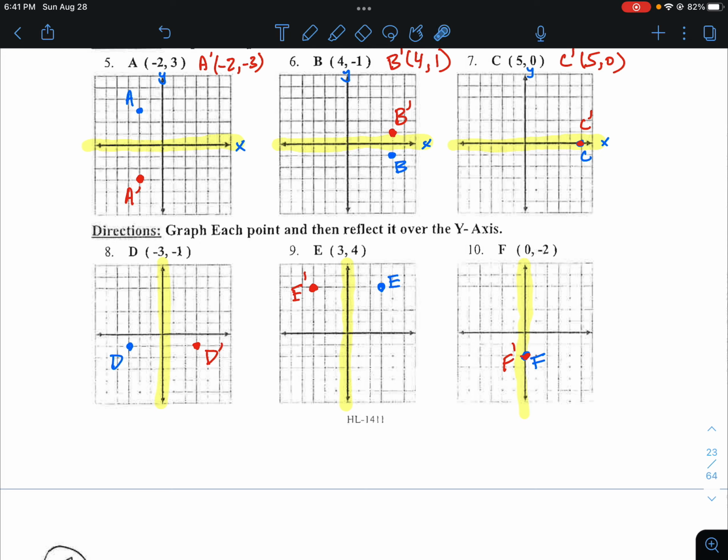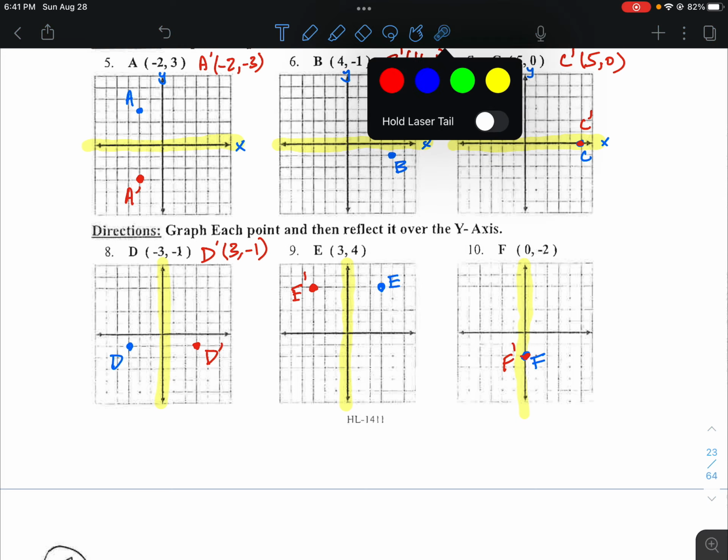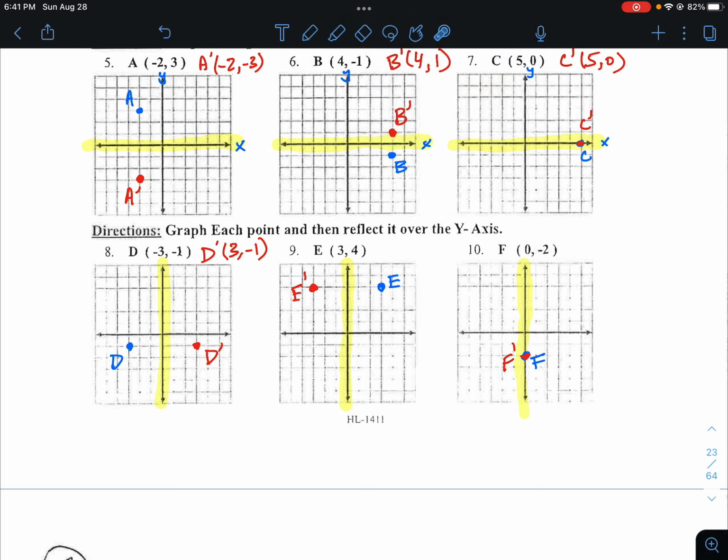Let's give the coordinate ordered pair for these. So D prime is right 3, down 1. So let's look at E. The original was right 3, up 4. This is going to be left 3, up 4, which means negative 3, but still up 4. And then finally F prime is (0, -2) still.